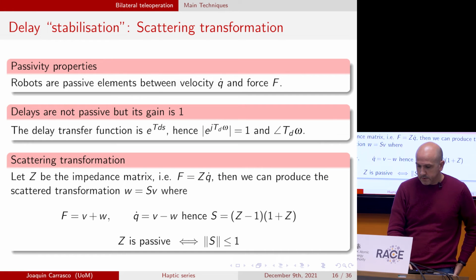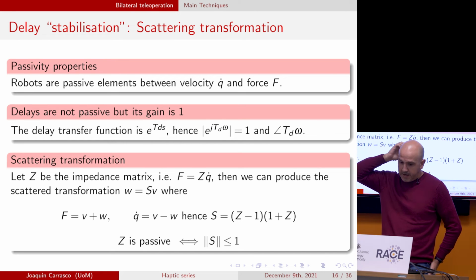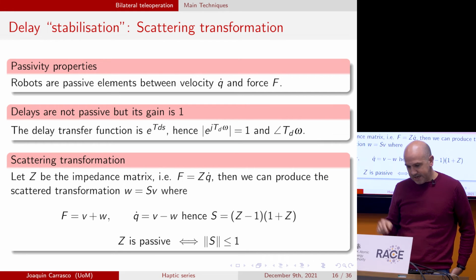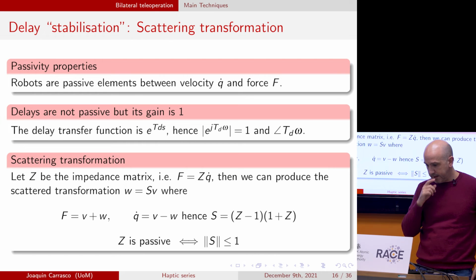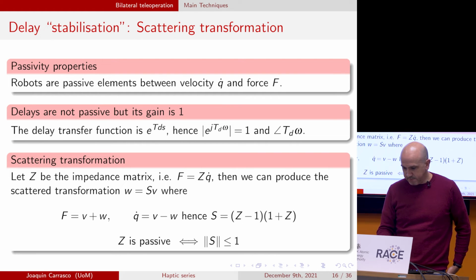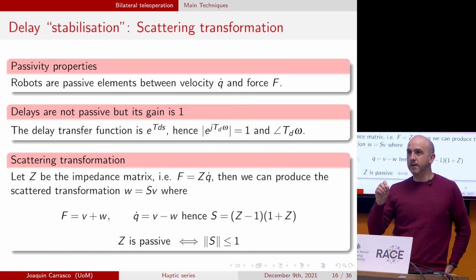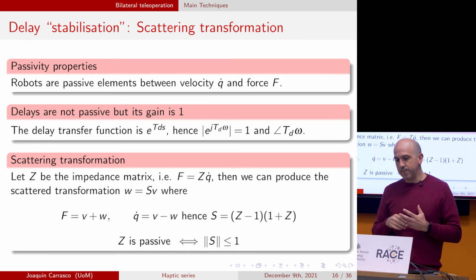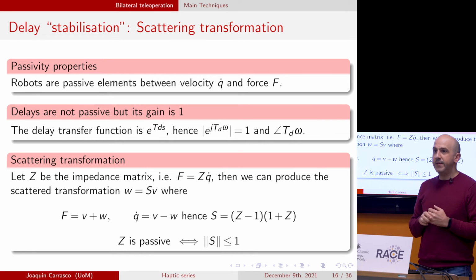What these V and W are called normally are the wave variables. I think in the other slide I was using U and B. Sorry for the inconsistency between the slides. Any question about this? It's kind of the main trick when people are thinking about passivity configuration in bilateral teleoperation. I think it is the main trick that they are using.